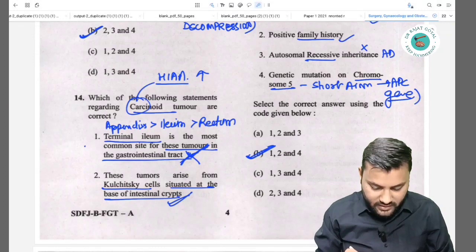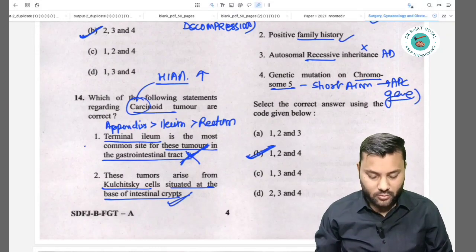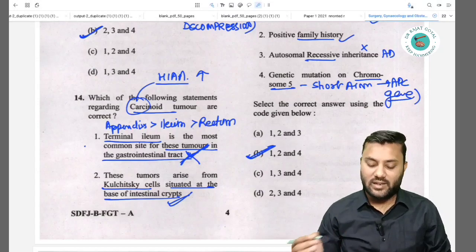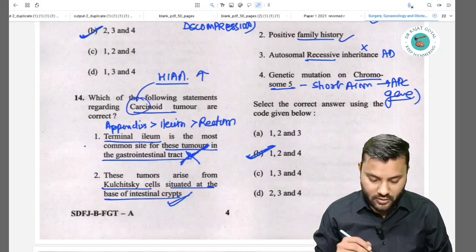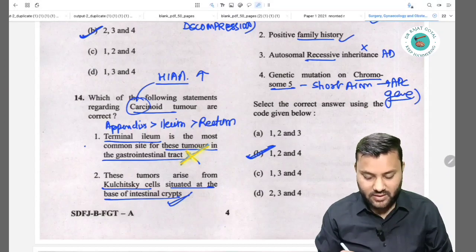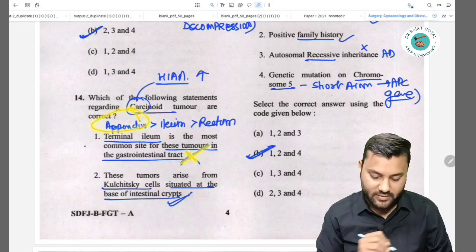Which of the following regarding the carcinoid tumors are correct? So we know that the carcinoid most common in the appendix, then second most common site is the ileum, and the third most common site is the rectum. So let's see the option. Terminal ileum is the most common site. No, this option is incorrect because most common site is the appendix.